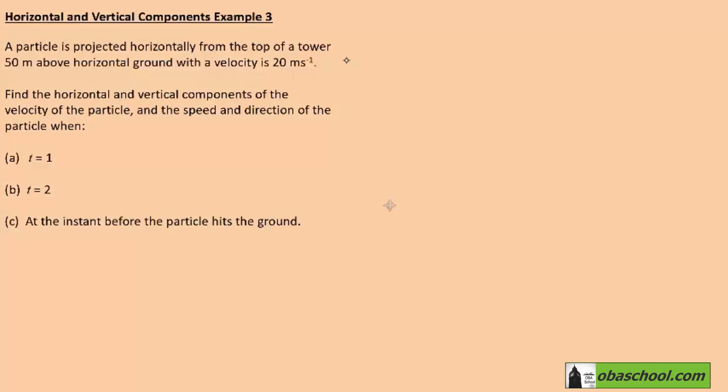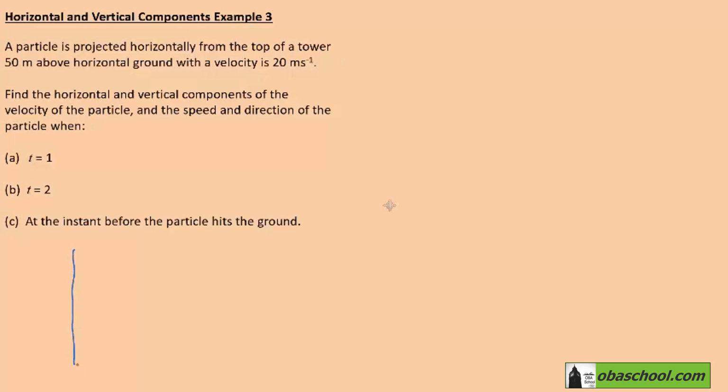A particle is projected horizontally from the top of a tower 50 meters above horizontal ground with a velocity of 20 meters per second. Find the horizontal and vertical components of the velocity of the particle and the speed and direction of the particle when t is 1, t is 2, and at the instant before the particle hits the ground.